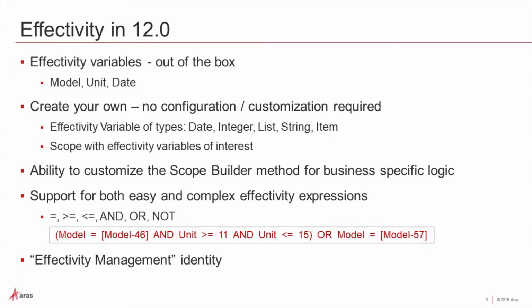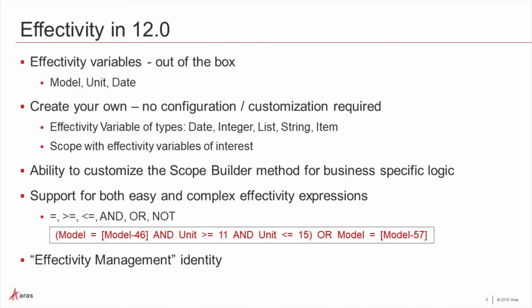While you don't need to write any customization, you have the ability to customize the scope builder method for any of your specific business needs. For example, the model variable. If you don't want to see the models that are older than 2 years old, you can write customization to exclude them so that they don't show up in the new effectivities that you're working on going forward.